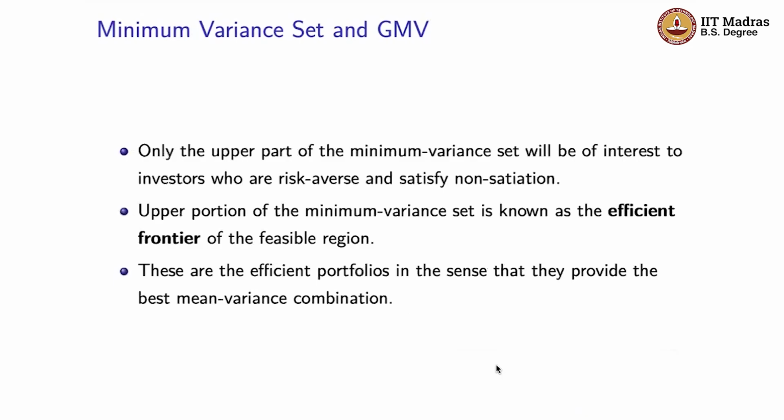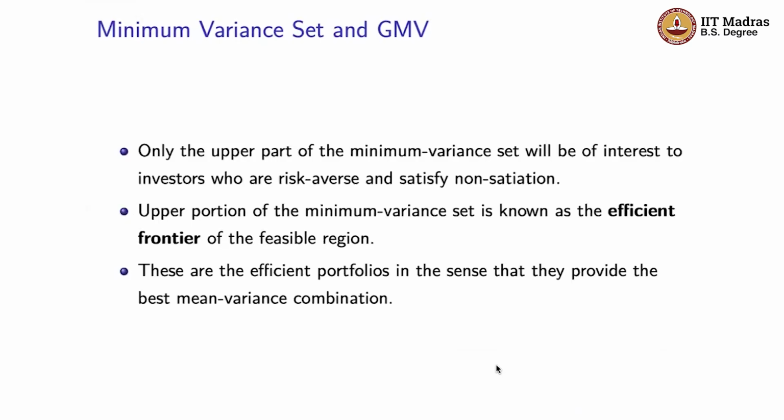So if you now combine these two insights, what we are saying is that only the upper part of the minimum variance set will be of interest to investors who are risk averse and satisfy non-satiation. And this upper part of the minimum variance set is what is known as the efficient frontier of the feasible region. These are efficient in the sense that they provide the best mean variance combination.